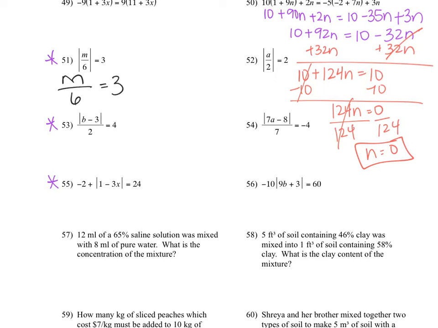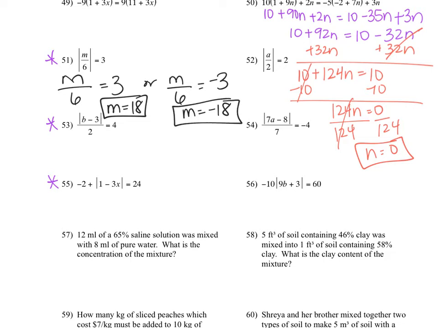And my second equation is going to equal a -3. So now I just solve. So in this case, m would equal 18, or m would equal -18. And be careful, because a lot of people will look at problems and go, oh, well, it's either 18 and -18. And they'll do another problem and say, oh, well, it's 5 and -5. So just make sure you are doing two separate equations so that you don't mess up.